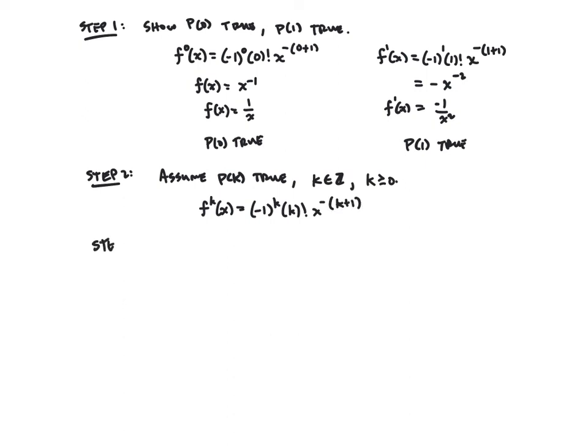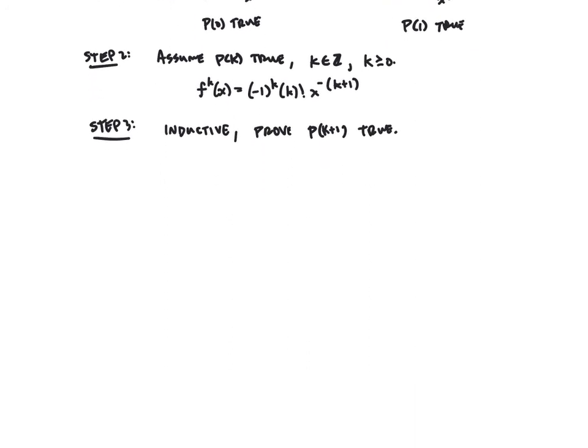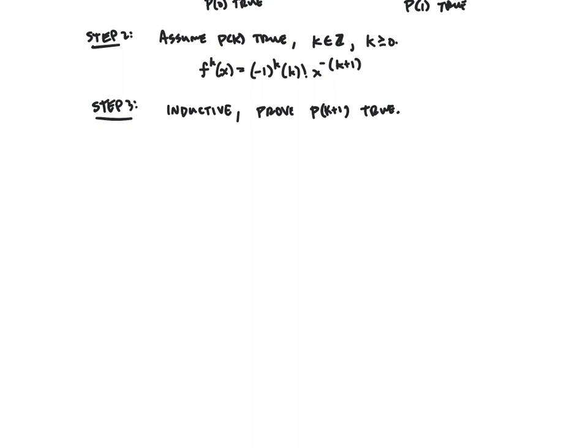Step 3. My writing's getting a little sloppy here. I'll slow it down. The inductive step. Let's prove p of k plus 1 is also true. So this is a unique example, and I'll show you why in just a second here. But what I want to do is show that the k plus 1th derivative of f of x would be equal to negative 1 to the k plus 1.